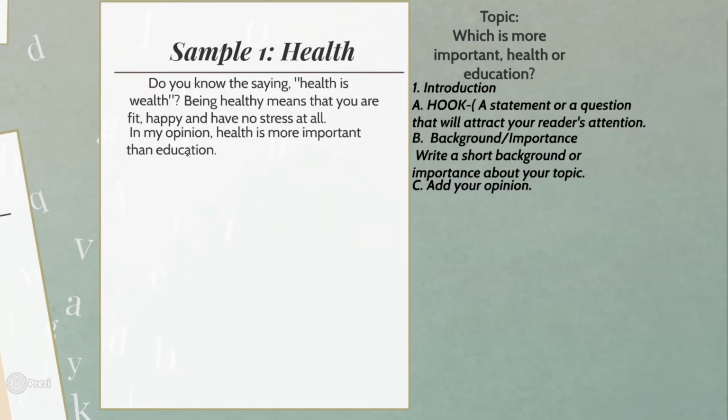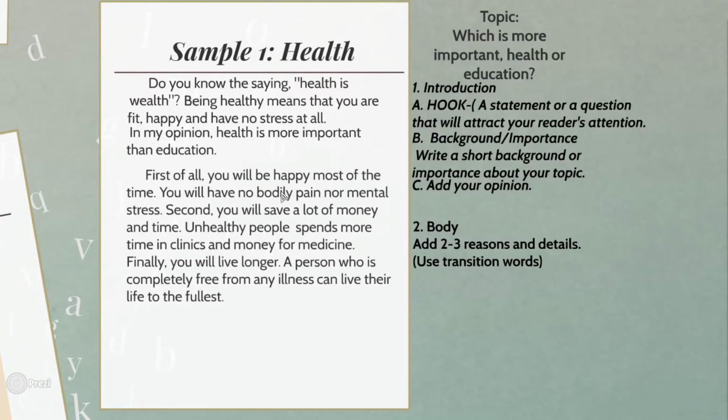And the second paragraph will have at least 2 to 3 reasons why do you say that health is more important than education. So you need to have reasons and details. And don't forget to use the words first, second, third, finally, or use transition words. So here you can see the body of the essay. So you can see first of all, second, and finally. So let's read the reasons and details.